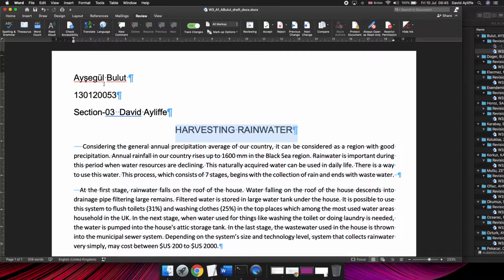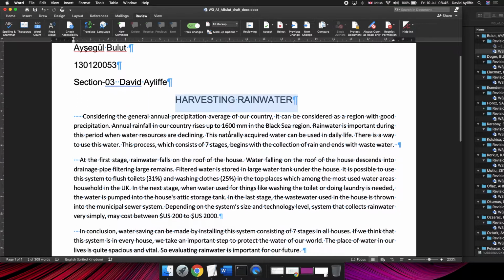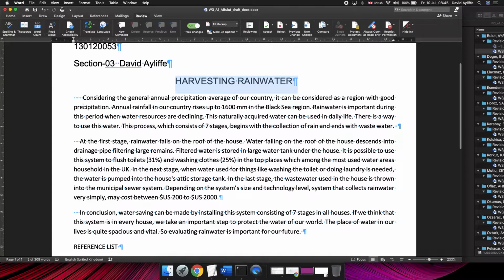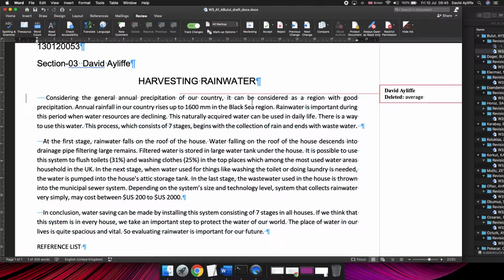Right, okay, so Harvesting Rainwater, Aysegul. Is that the best title? Harvesting Rainwater. Yeah? It's good, but it's not the best. So, considering the general annual precipitation average, it can be considered as a region with good precipitation. Okay, we probably need a citation here.